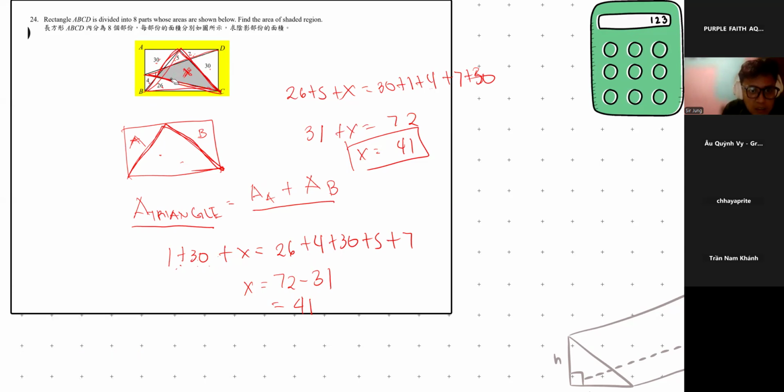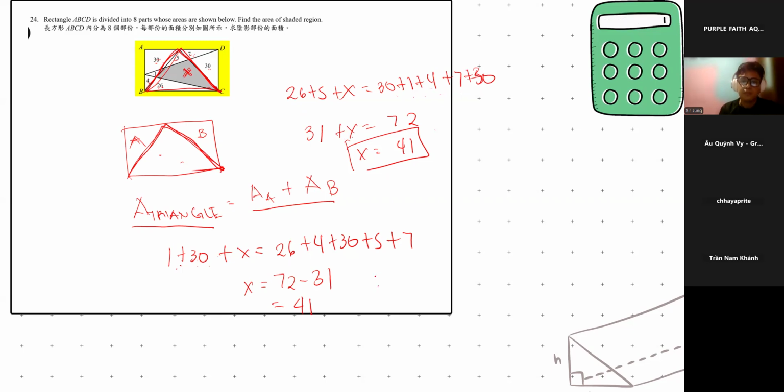So let me erase the first one. We can also have this triangle here, right? So the total area of this triangle is equal to the area outside of it. 26 plus 5 plus x, that's 31 plus x. Outside, we have 30, 1, 4, 7, and 30. So 30 plus 1 plus 4 plus 7 plus 30, that's 72. X is equal to 41. And that should be the answer.